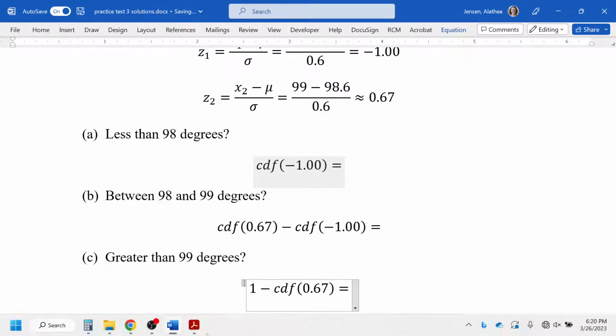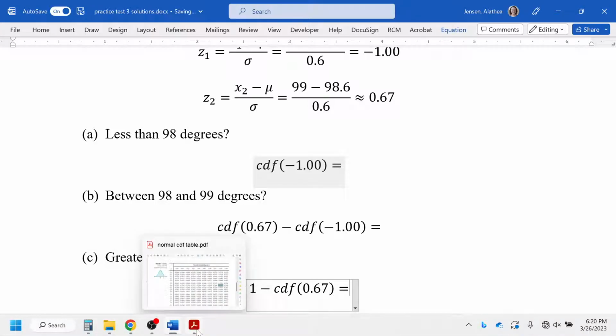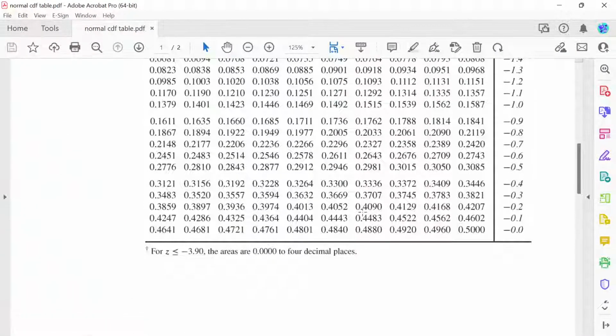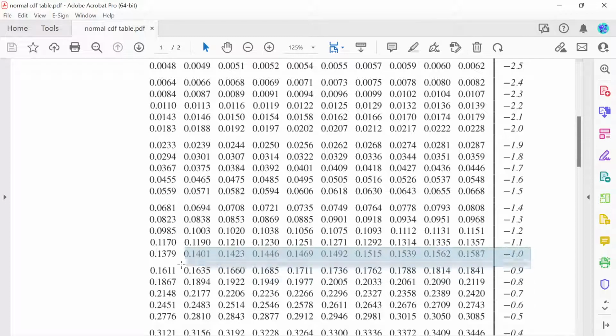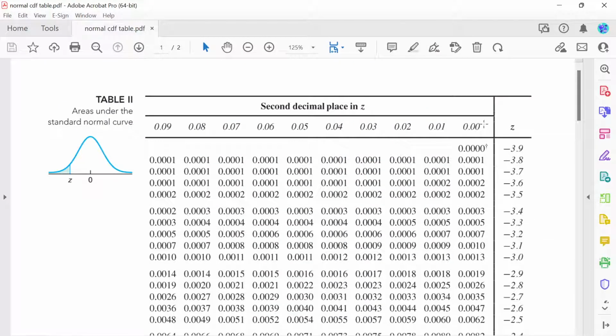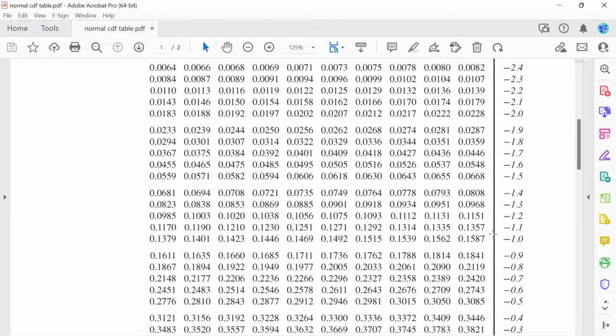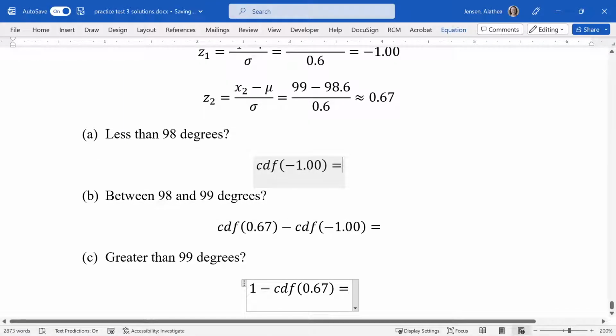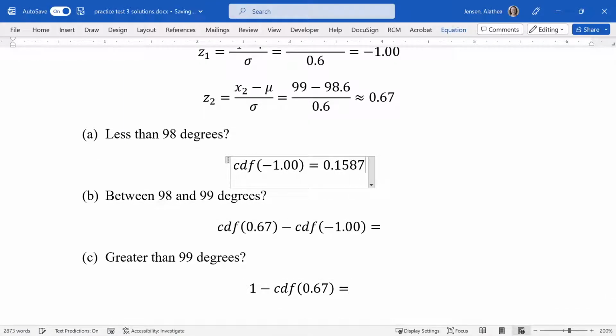All right, last time I'll show you the table again. We go to negative 1.00, so the negative side, negative 1 point, and the column is for 0 on the second decimal, so the rightmost column. We're looking at 0.1587, or 15.87%.